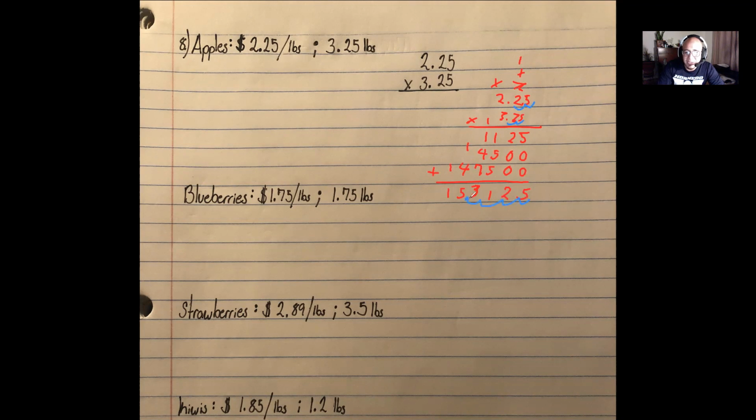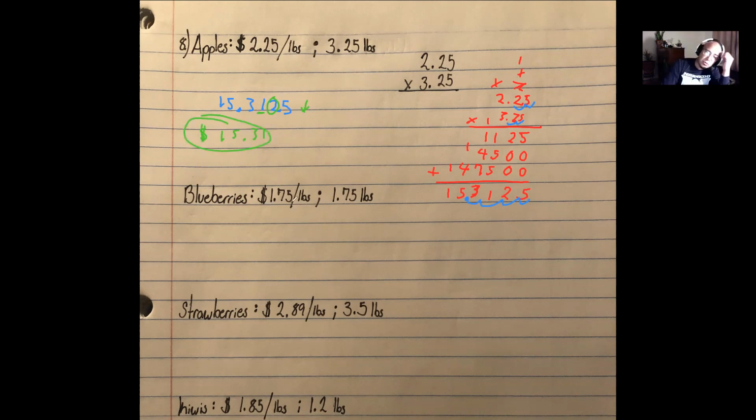So technically, my answer is 15 and 3,125 ten-thousandths. However, remember that this is money, and money doesn't go any more than 2 decimal places. It goes to the hundredths place, and so I'm going to round to the hundredths place. The 2 is going to make it stay where it's at, so it's going to be $15.31. That would be my answer for apples.